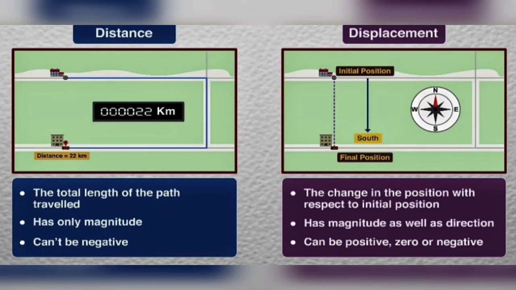Let us see the difference between distance and displacement. Distance is the total length of the path, whereas displacement is the change in the position with respect to initial position. Distance can't be negative, but displacement can be positive, 0 or negative.